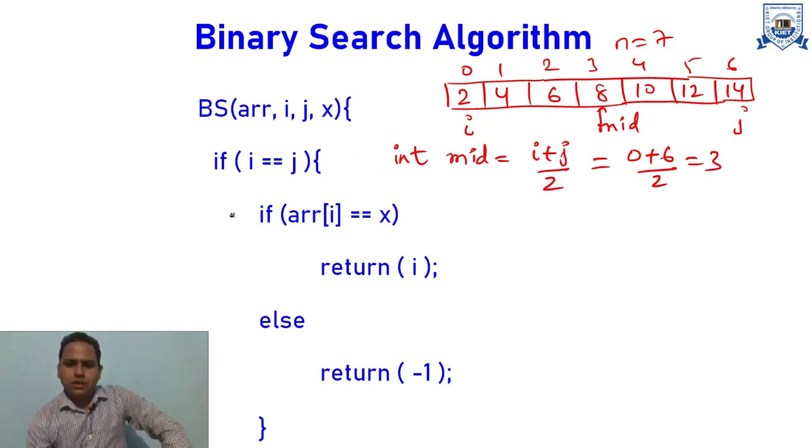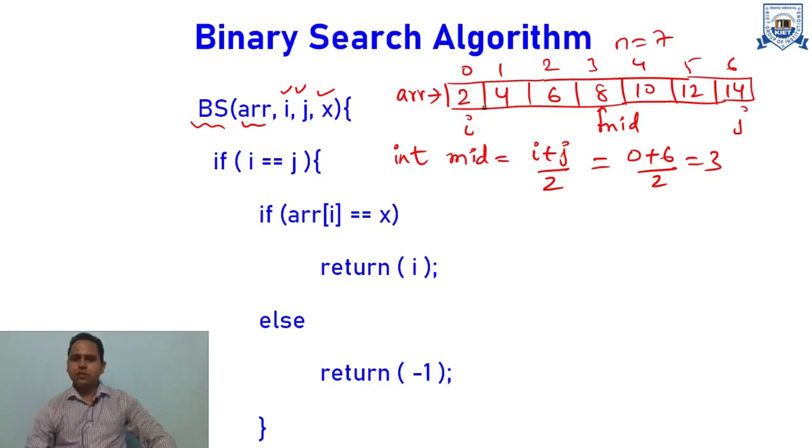Now this is our binary search algorithm. We have written BS for binary search. We are passing the ARR, meaning the base address of the array. Suppose this is our array ARR. We are passing the values of I, J and X, where I and J are the indexes. I is pointing to location 0, the lower bound, and J is pointing to the upper bound, at index 6, and X is our key that we are looking for in this array.